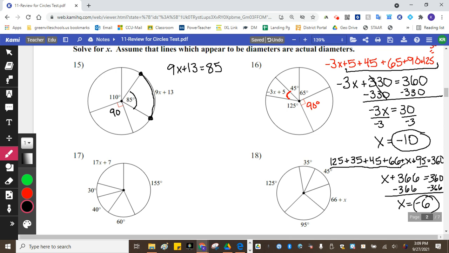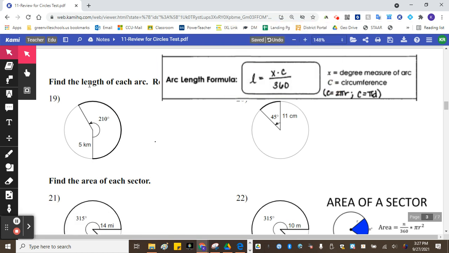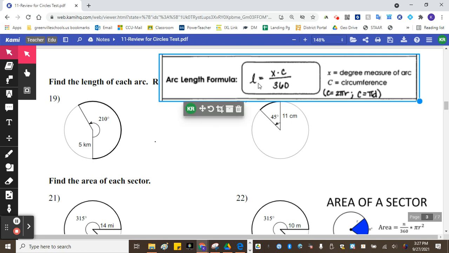All right, I'm going to pause and let you guys work the odds, and I'll come check them. I'm going to talk about the third page, where we're finding the length of each arc. So the arc length formula: length equals x, where x is the degree measure of the arc, C is the circumference, divided by 360.